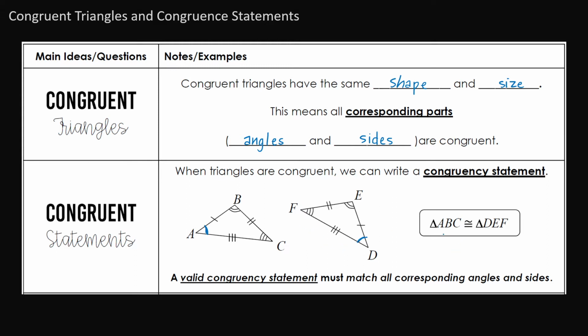What's cool about this is all of the letters in this congruency statement match up to each other. So angle A is in the same position as angle D, or vertex D. B matches up with E. And C matches up with F. So order matters in this situation. We know that these letters have to line up in a specific way. A valid congruency statement must match all corresponding angles and sides.